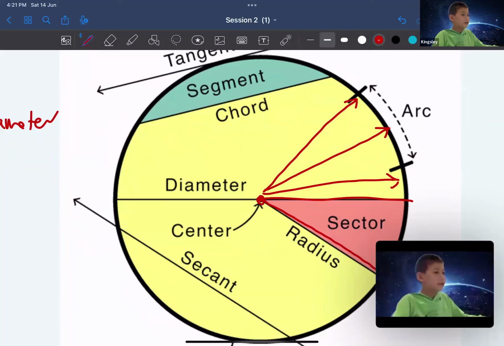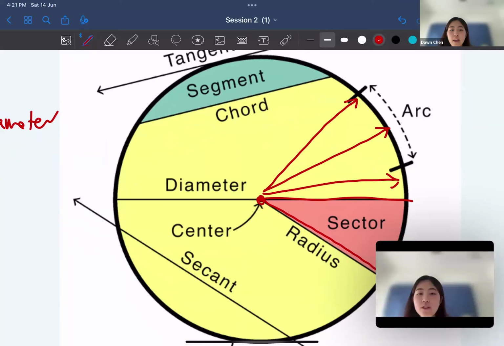Is the diameter a chord? Yes, you could say so. The diameter, if it's like a line across, would also be a chord, right? Because it satisfies what we're talking about in terms of a chord. Okay, anything else? Okay, perfect.